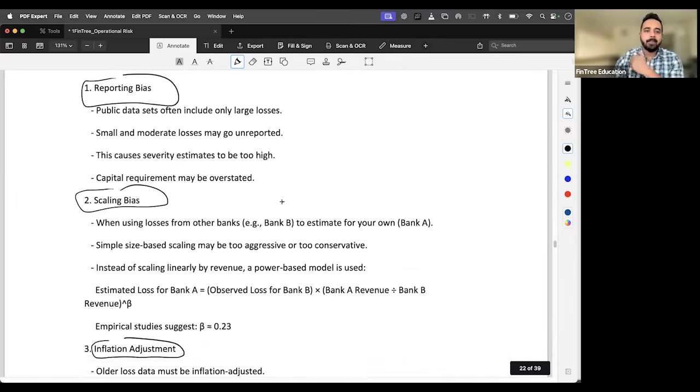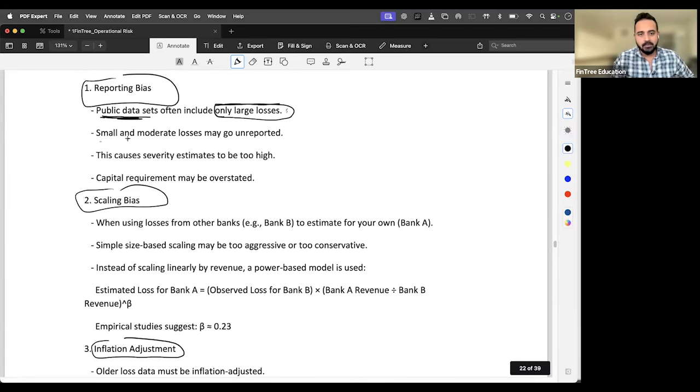First, reporting bias. Public data sets often include only large losses. Imagine a bank had a small cyber attack on one small part of the business. They paid some money, ransomware, but they decided not to report. I don't know if banks can do that, but if I were a bank, I would try to protect reputational risk. So if there is a regulatory requirement, I'll report. If it's a smaller thing, I'll probably not report, right? So remember, all the public data does not capture smaller losses, only large losses.